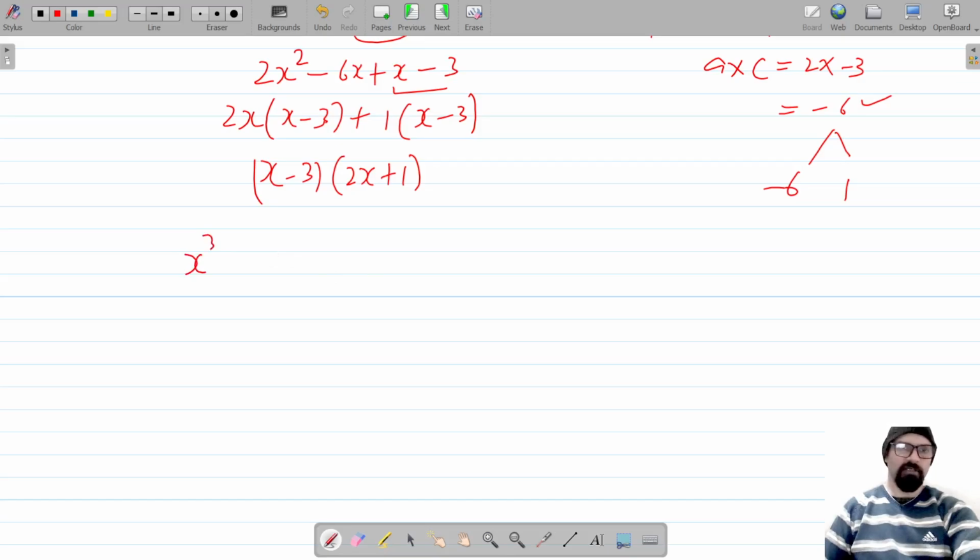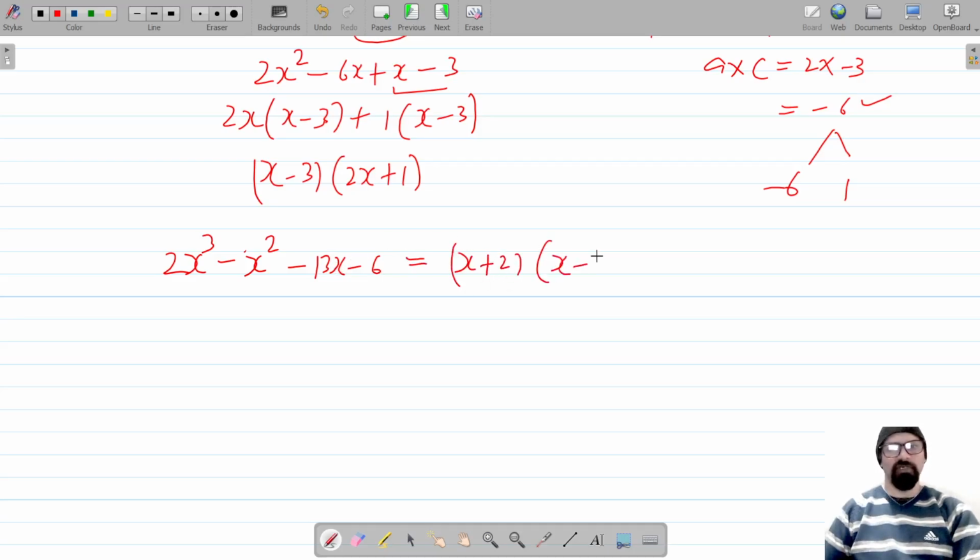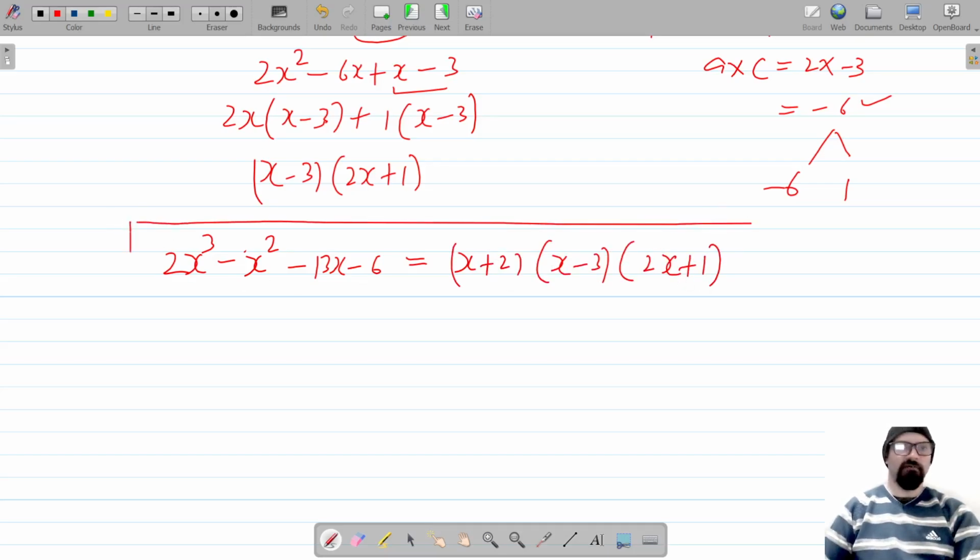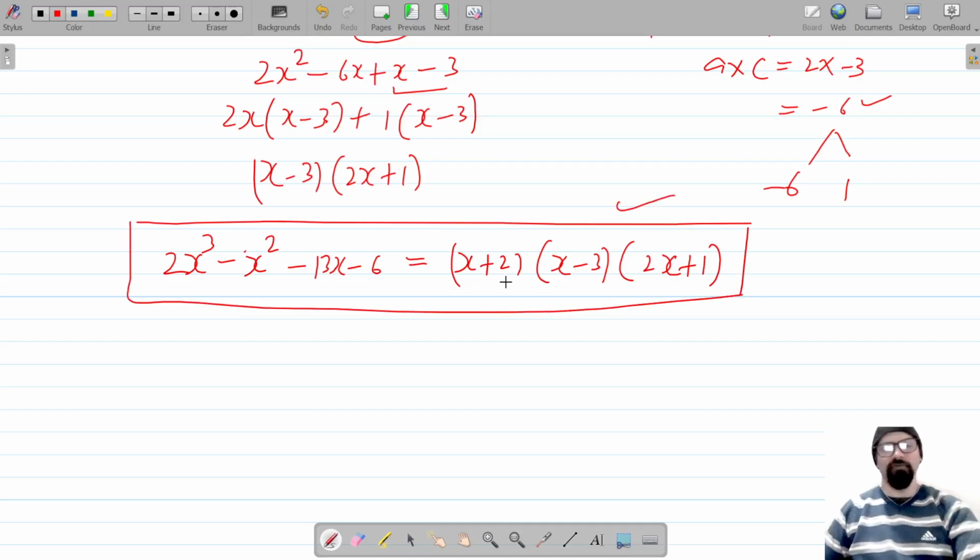So we can write that 2x cubed minus x squared minus 13x minus 6 is equal to, the 3 factors are x plus 2, then x minus 3, and 2x plus 1. So this is how you have factorized the cubic polynomial: x plus 2, x minus 3, and 2x plus 1. These are the factors of 2x cubed minus x squared minus 13x minus 6.